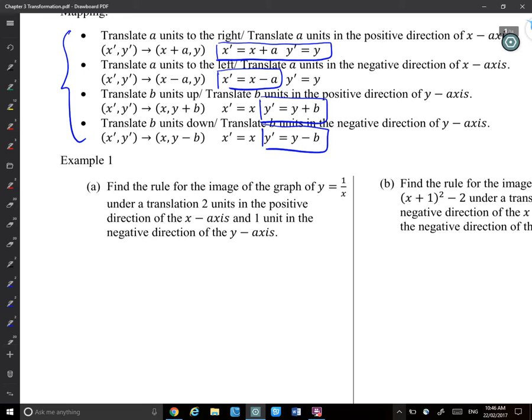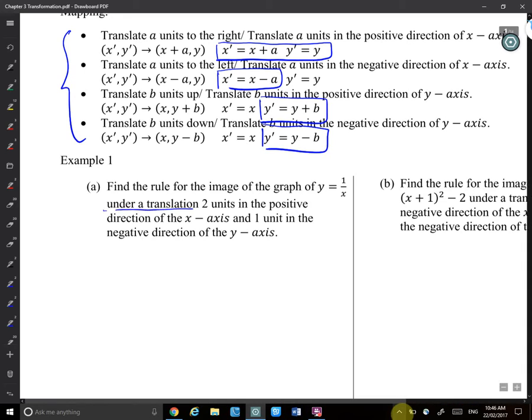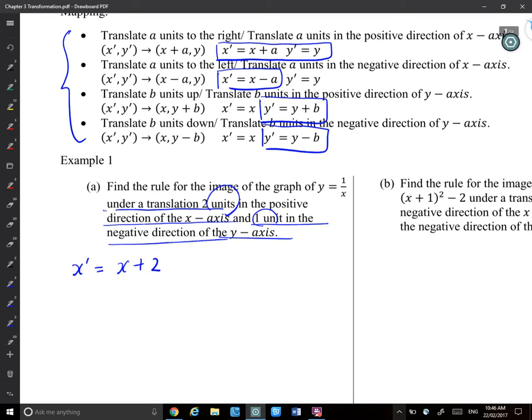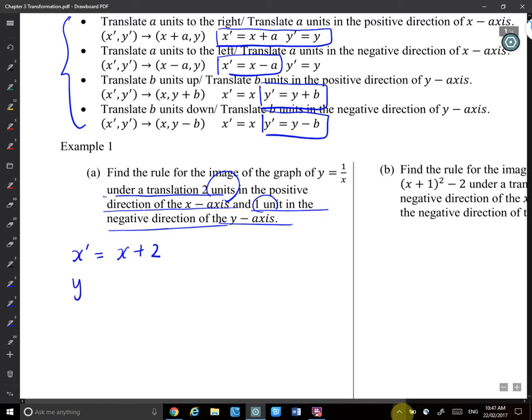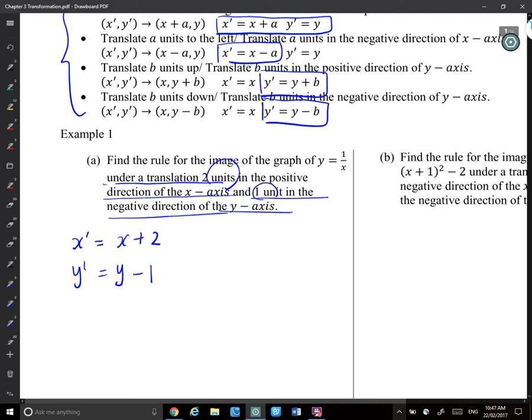So find the rule for the image of the graph y equals 1 on x under a translation of 2 units in the positive direction of the x-axis and 1 unit in the negative direction of the y-axis. So what will your new x dash be? Your new x dash will be the old x plus 2. Okay, I know you can do this really easily and give me the answer in 1 second, but I want to go through the basics so we can do other questions really easily. And the new y will equal the old y subtract 1. So the new y equals the old y subtract 1.